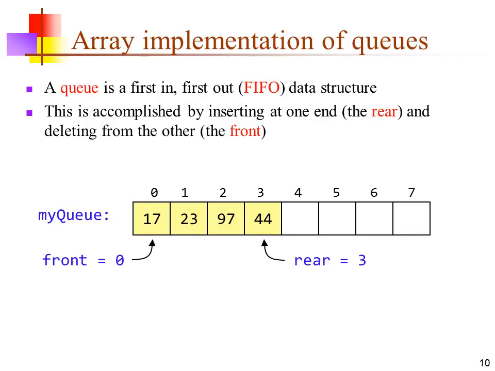Right. Now if you observe the queue data structure using arrays, it is a static method. So there are totally 4 elements. The 4 elements are 17, 23, 97 and 44. Here we have to understand the two indicator variables, front and rear.